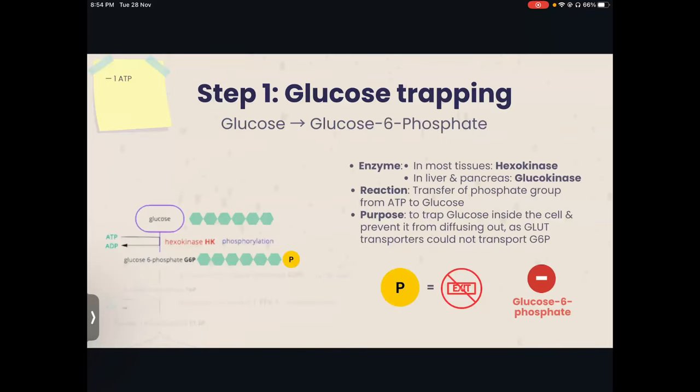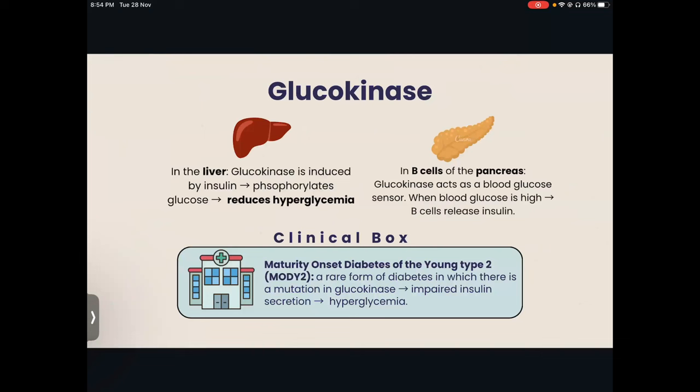Now, we need to talk more about these enzymes, hexokinase and glucokinase. We said the one in the liver and the pancreas is glucokinase. So let's talk more about it. In the liver, glucokinase is induced by insulin. Insulin will induce its expression and synthesis. And this will lead to phosphorylation of glucose, as we just said. So you have more glucose 6-phosphate. And the purpose of this is to take the glucose from the blood and trap it inside cells in order to use it. So this will reduce hyperglycemia. Hyperglycemia is too much glucose in blood. So this is a way to reduce it. This is why the liver is also important in glucose metabolism.